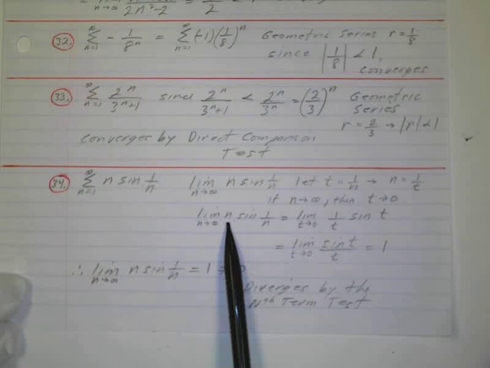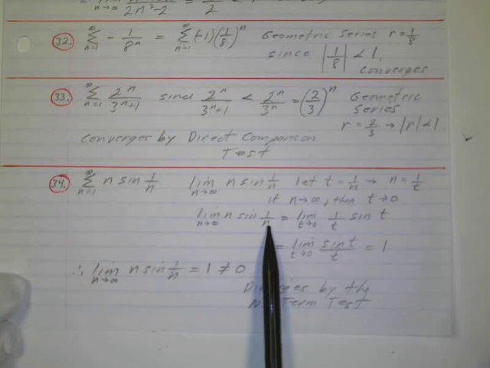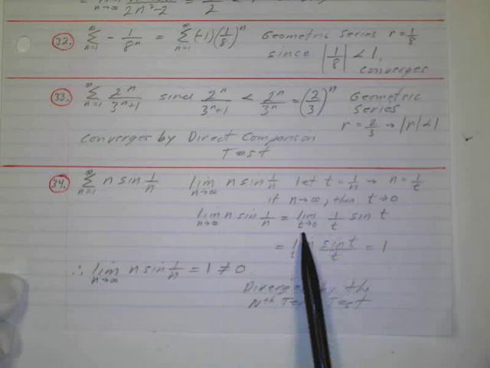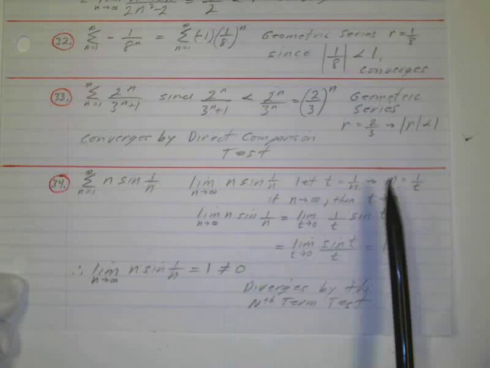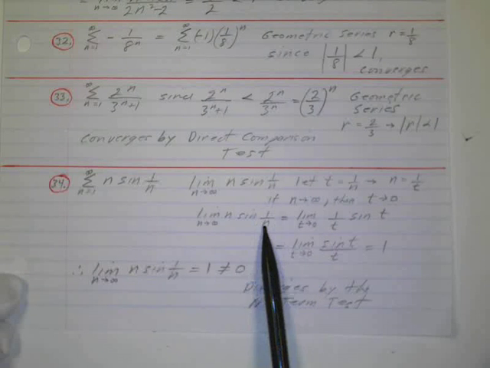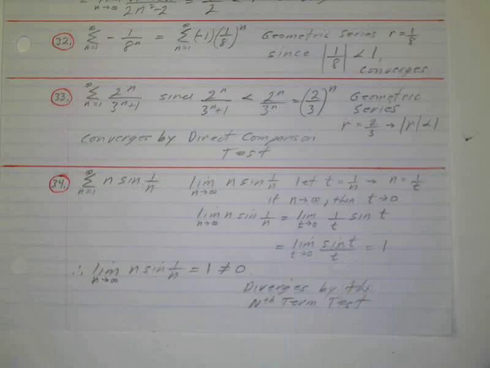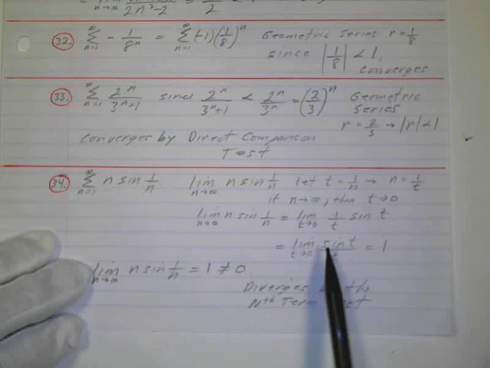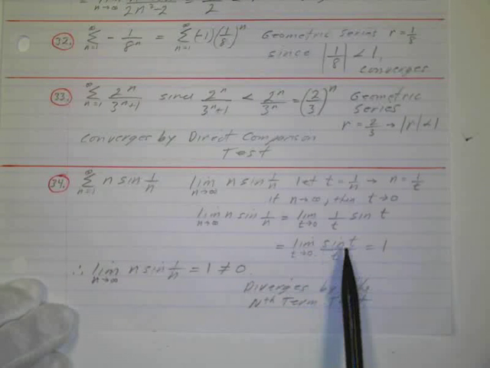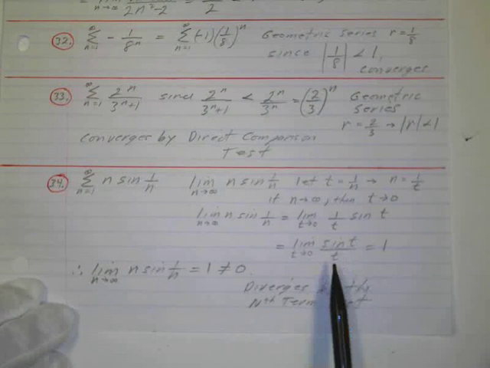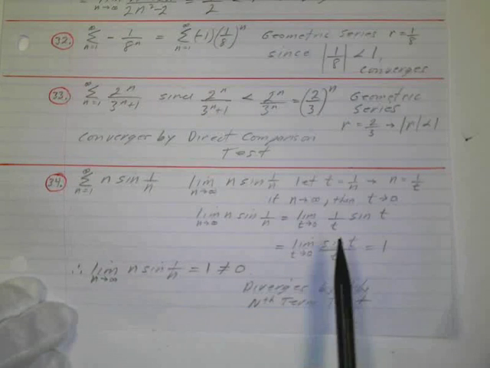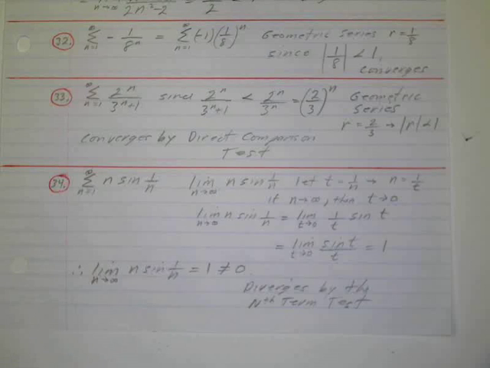So I can rewrite the limit as n approaches infinity of n sine of 1 over n as the limit as t approaches 0, all in terms of t. N was 1 over t, and 1 over n was t. Now this is the limit of the sine of t over t as t approaches 0. You can use L'Hopital's rule to show this is the cosine of t over 1, which at t equals 0 gives 1. Or we just remember that this limit was 1.